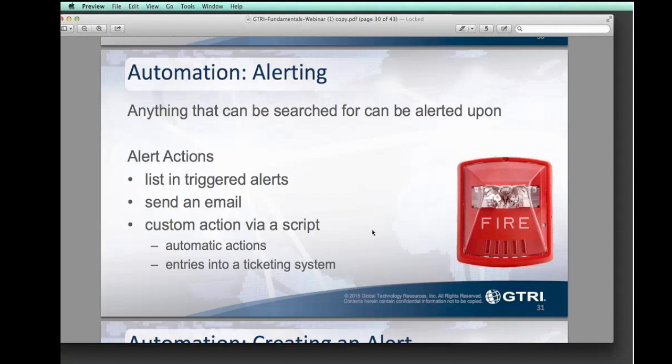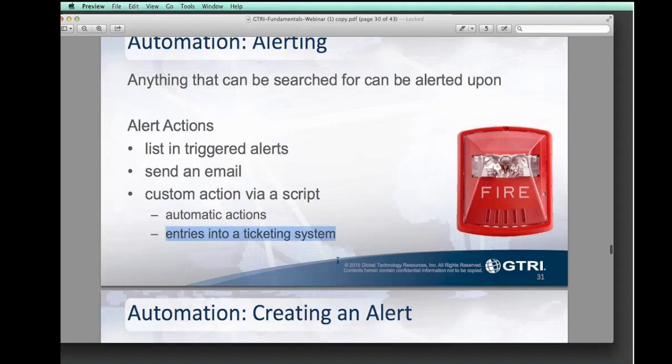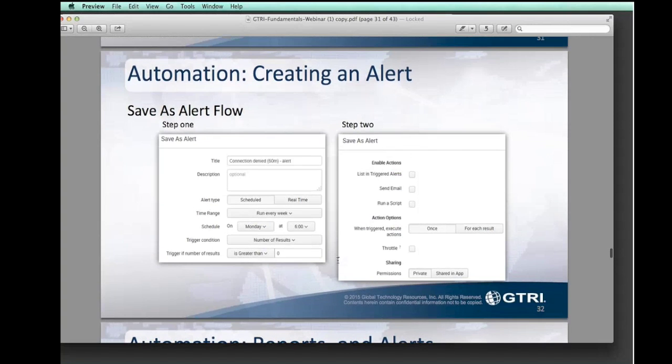So, some people might want to have a human in the loop for that type of thing, which is fine, but the capability is there. You can also submit entries into a ticketing system and have that automatically happen too, which is kind of cool. So, real quickly, how to create an alert is that you save a search as an alert, and when you do that, you have the same type of field to set up and then schedule it right here. So you can set it up to run, say, every week, Monday at 6 o'clock.